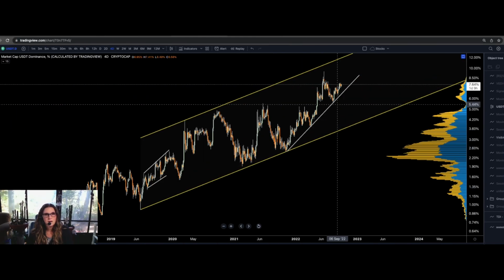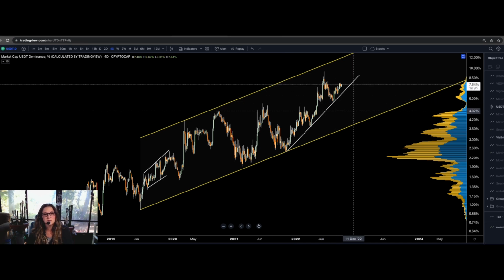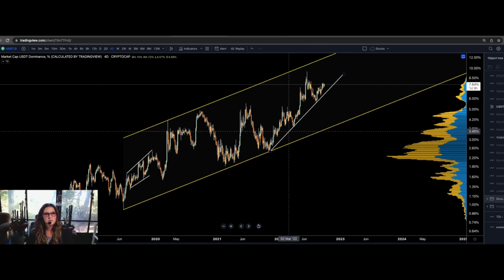Let's take a look at the USDT dominance. It is very important. When it is rising to the upside, it means that people are selling their cryptocurrency and converting it back into USDT. When it's coming to the downside, it means that they are buying cryptocurrency. This whole move to the upside is a corrective move. We have a trend line here. If this is going to rally higher, I would expect it to hold.